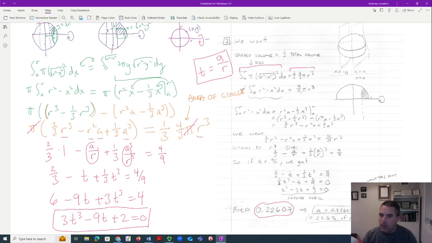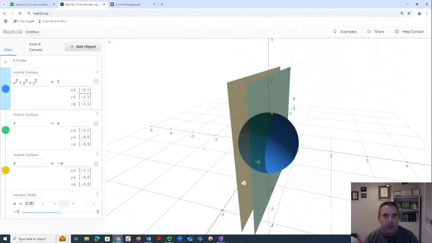So do you remember the number for circles? You were 26% away from the origin and towards the radius, and now we're 22%. So you're a little closer. Let's go take a look. So that's 0.226. Let's go take a look at our visual.